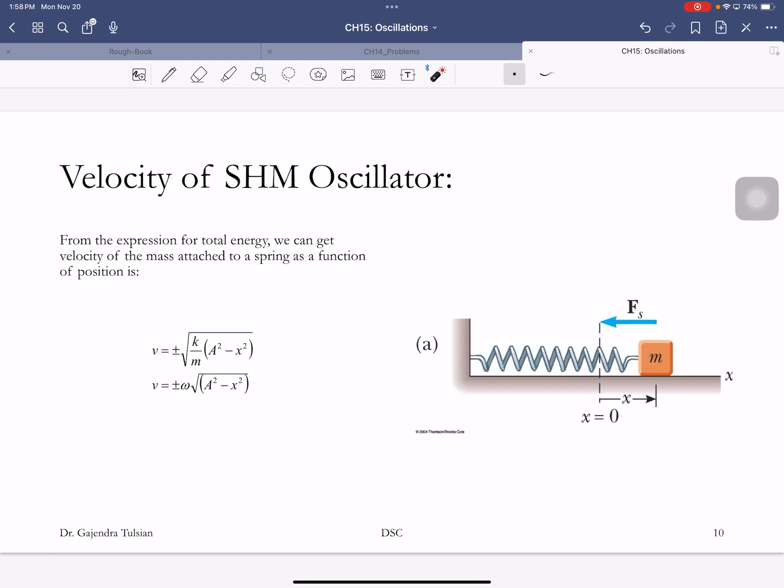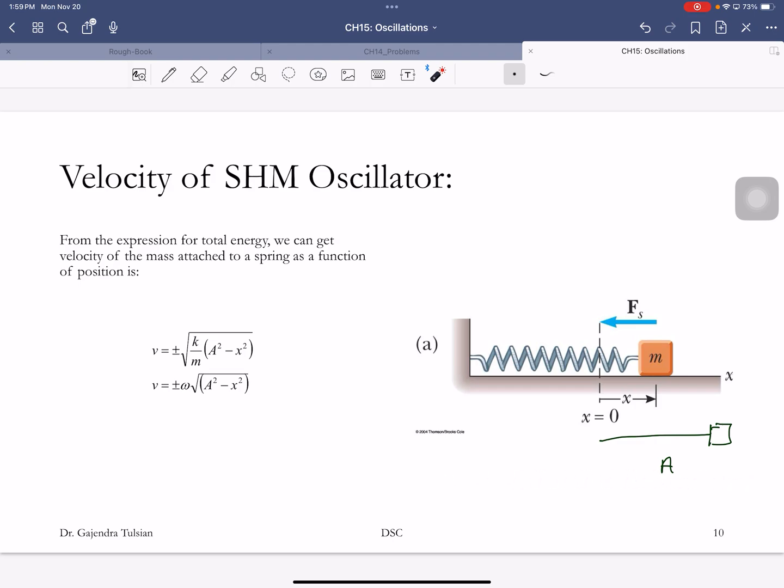What this formula gives you is, again, you pull this mass to the side, and as it's coming closer to the center, it's going faster and faster, and then it'll slow down and come to a stop here, and then keep repeating that motion. What this gives you is the velocity of this object as a function of position. A is the amplitude of the motion, meaning that's the maximum distance the object was pulled from. You pulled it there and then let go of it, and the object goes back and forth.